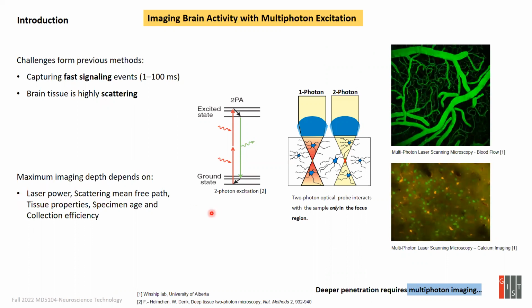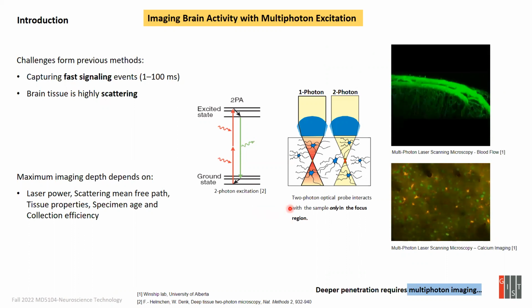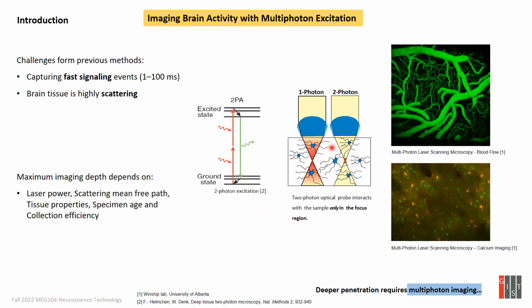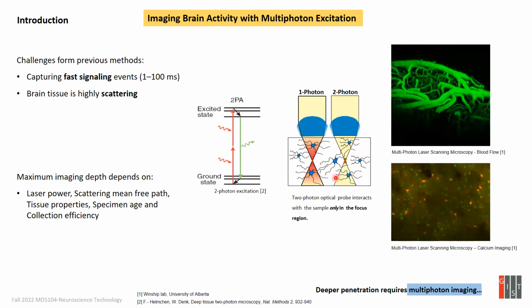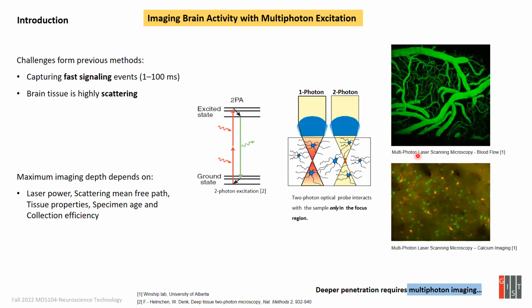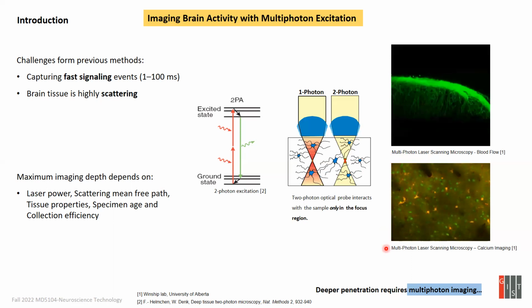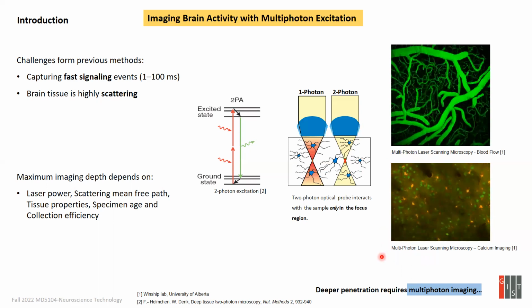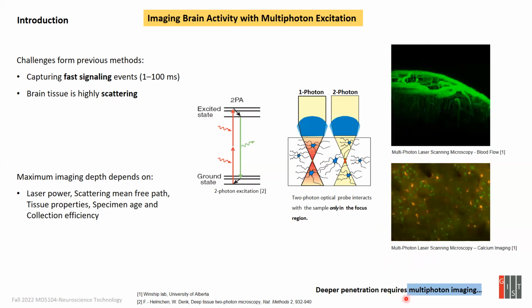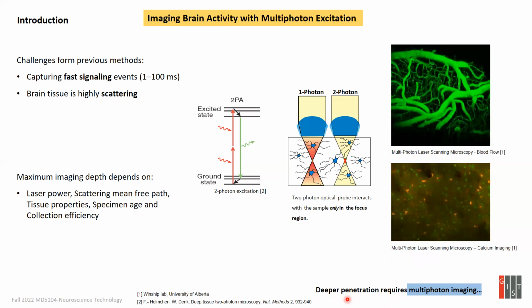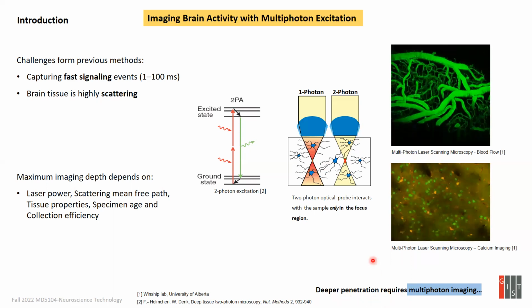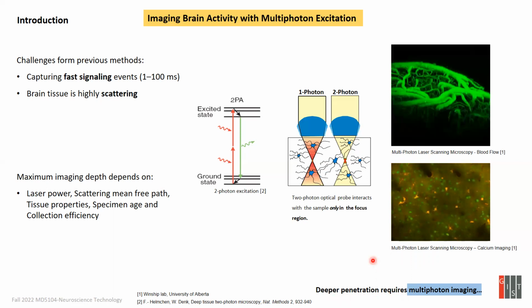In a two-photon imaging system, the beam interacts with the sample only in the focus region. On the right-hand side, we can see some examples of multiphoton microscopy in blood flow and calcium imaging. So multiphoton imaging enables us to get an imaging depth of several hundred micrometers to a few millimeters.